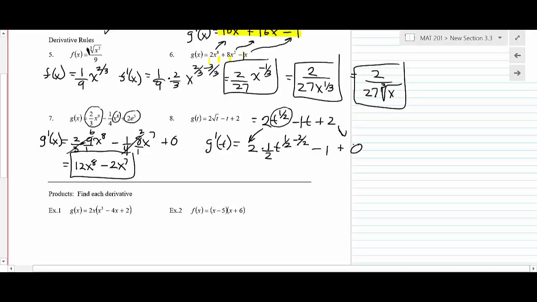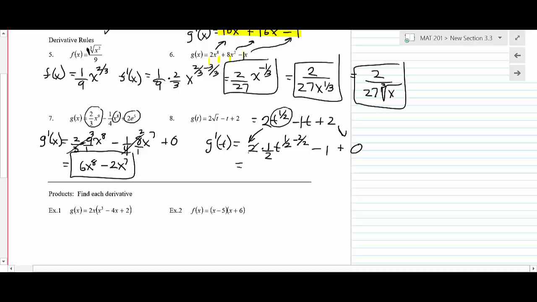Yes? On number 7, isn't it supposed to be 6x to the 8? Yeah. So you're canceling out 3 and 9, so you get 2 times 3, which is... 9 over 3 is 3, isn't it? Yeah, thank you. Okay, I didn't catch that. No, okay, so that's good. 9 over 3 is 3, so that would be 6. That's what you said, right? Is that better? Okay.